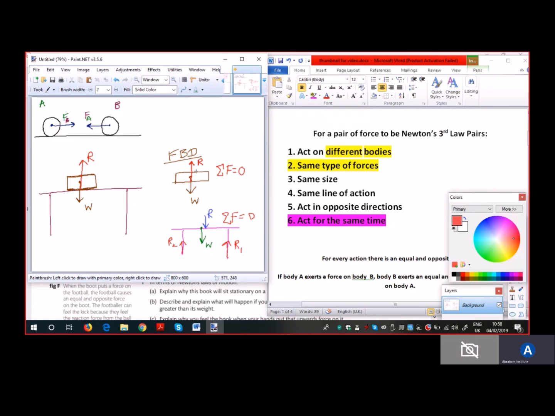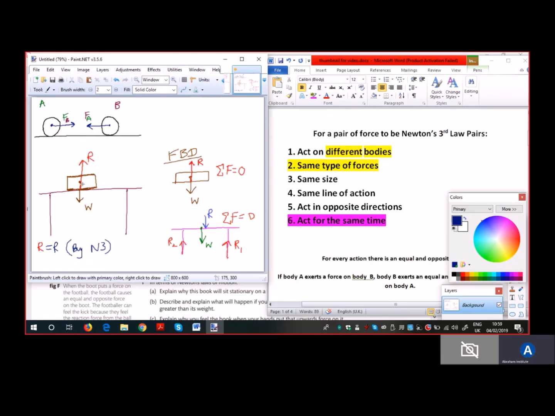We have the red R. I will use the color so that you can identify. So this R here is equal to this R here by N3, Newton's third law. Do you get it? The reaction force exerted by the table on the book is equal to the reaction force exerted by the book on the table by Newton's third law. That is the Newton's third law pair.